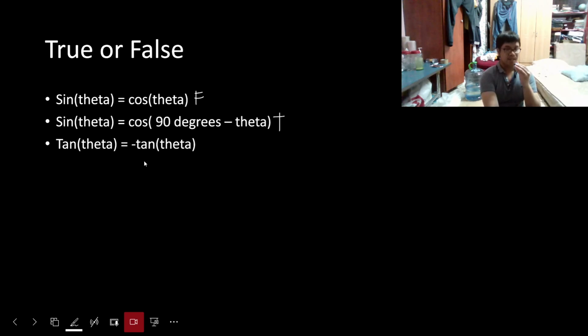Next, tangent theta is equal to negative tangent theta. True or false?